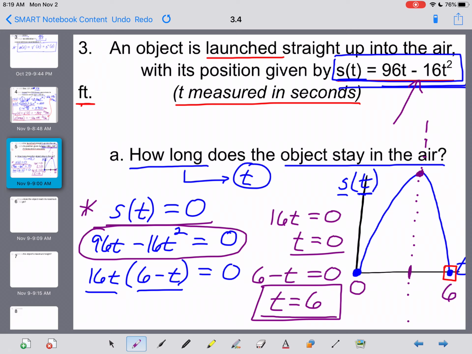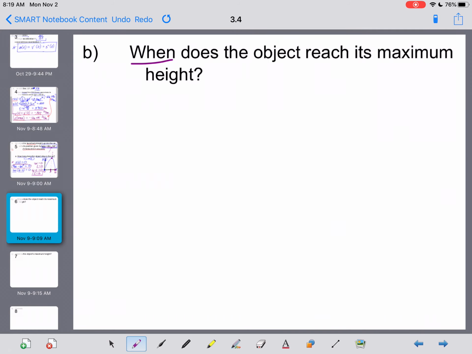And that's going to tell a lot of you guys already that this spot right here happens when t is equal to 3. So you're going to look at a problem like this and say, when does the object reach its maximum height? Well, that has to be at t equals 3 because 3 is halfway between 0 and 6. All right, let me be honest with you guys. You're right. That's the correct answer.